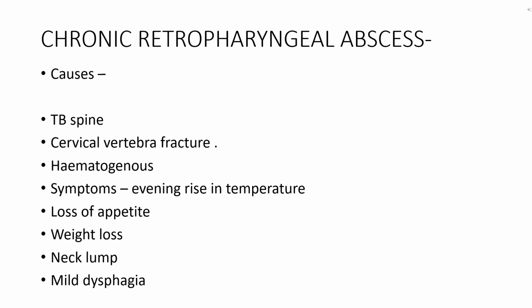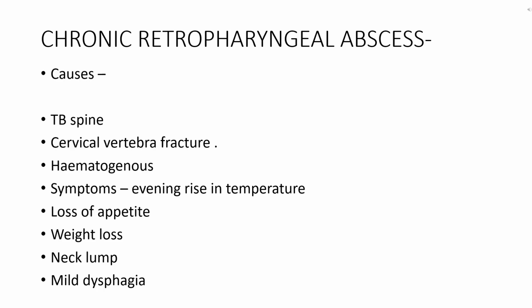Now coming to the second part, that is chronic retropharyngeal abscess. Most of the things are almost similar with the acute retropharyngeal abscess, but there are certain important changes that we will discuss here. What are the important causes of chronic retropharyngeal abscess? Most important is tubercular infection.